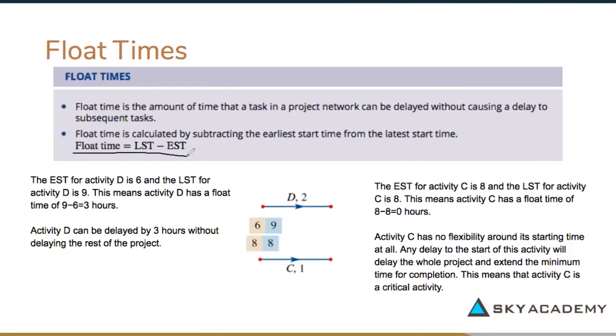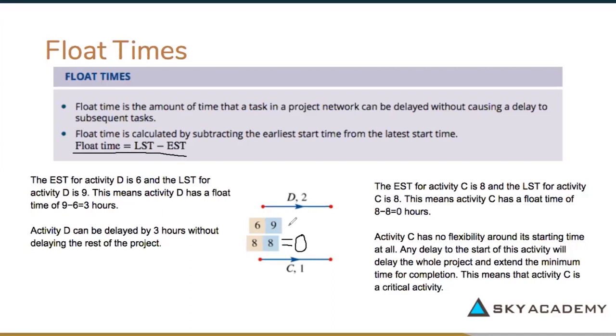If you have a look at the example down here, activity C would have a float time of 8 minus 8, so that would equal 0. And if you have a look at activity D, you would minus the LST and the EST. So 9 minus 6 would have a float time of 3.